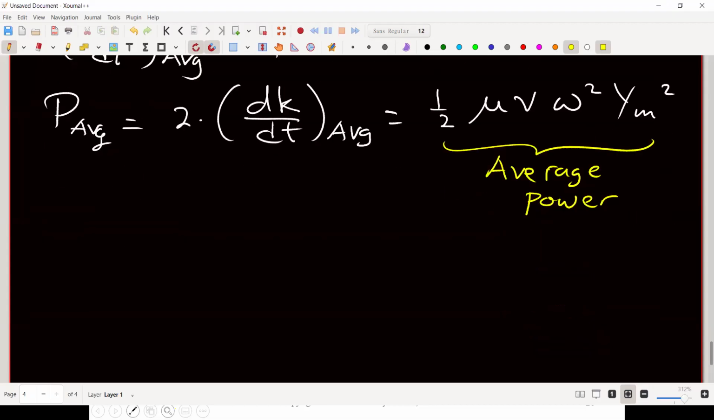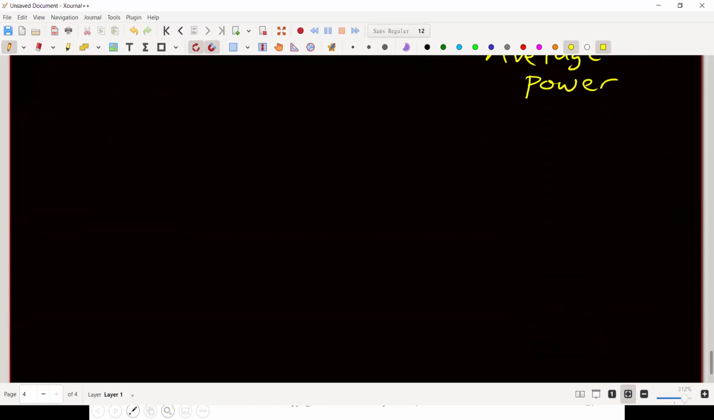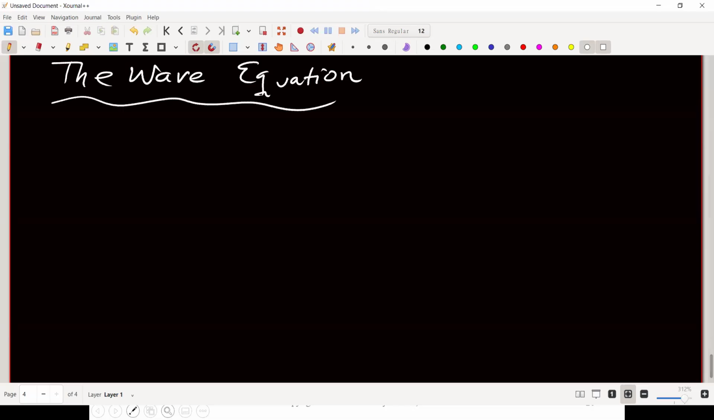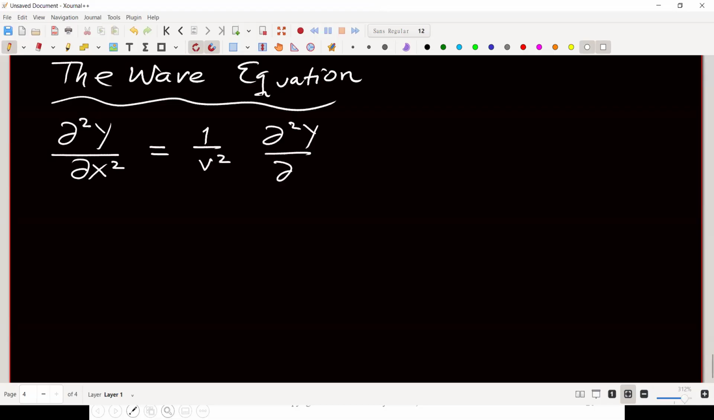Okay, so the general wave equation. This one is the wave equation. We can use the partial derivative: dou square y divided by dou x square is equal to 1 divided by v square times dou square y by dou t square. So this one is the wave equation.